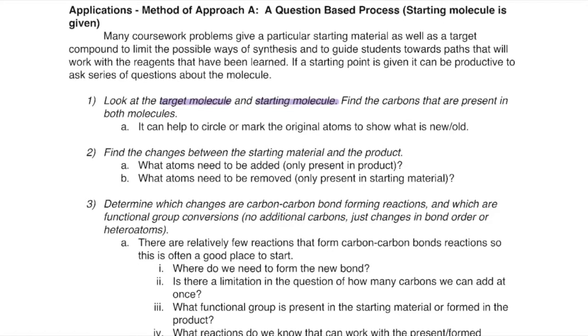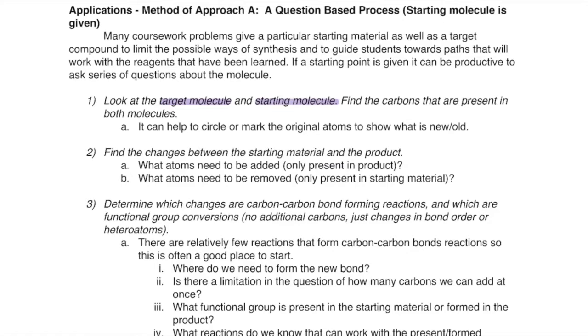The second thing is finding the changes between starting material and the product. So what atoms need to be added? What atoms need to be removed? In 118A, the only thing you learn to remove something is elimination, and that elimination is not eliminating carbon. It's just a leaving group or hydrogen. So far, in 118A, all the kinds of questions that you're going to see are going to be carbon addition. And determine which changes are carbon-carbon bond forming reactions. Okay, so that's the follow up.